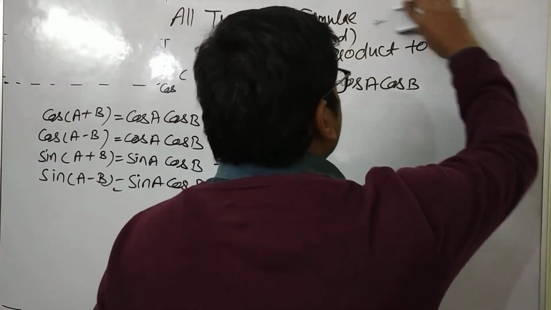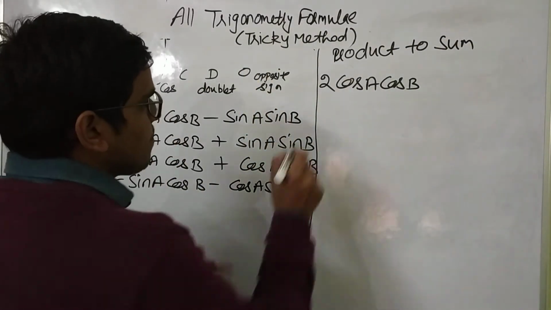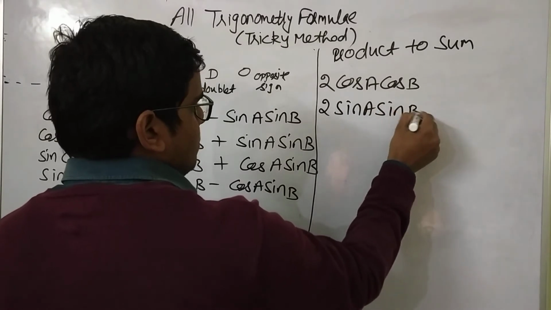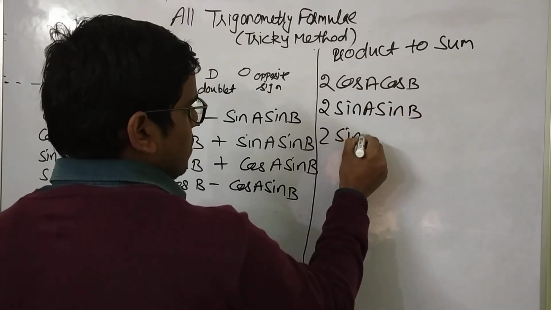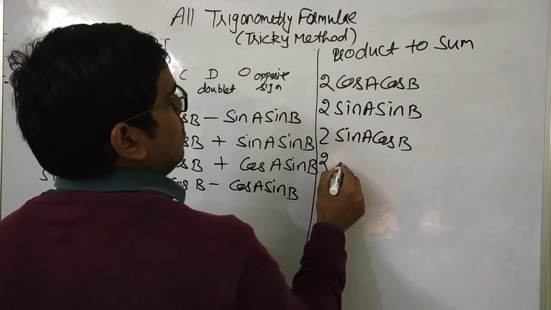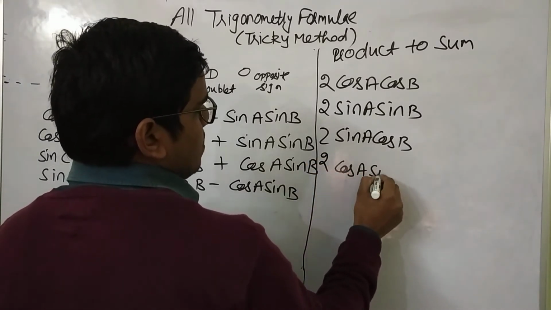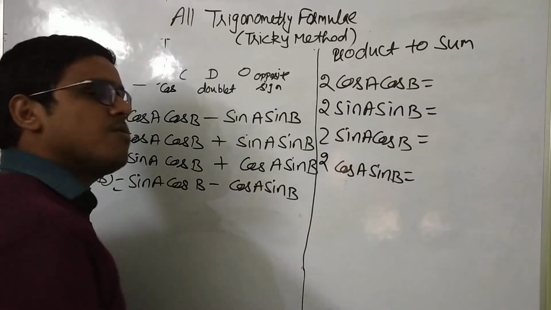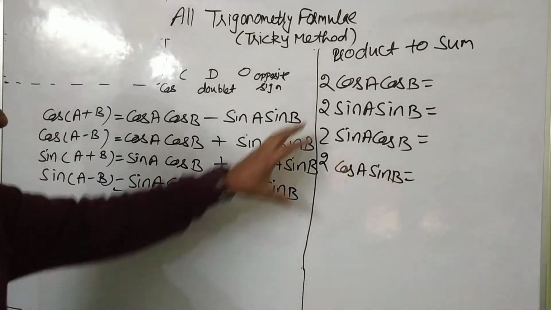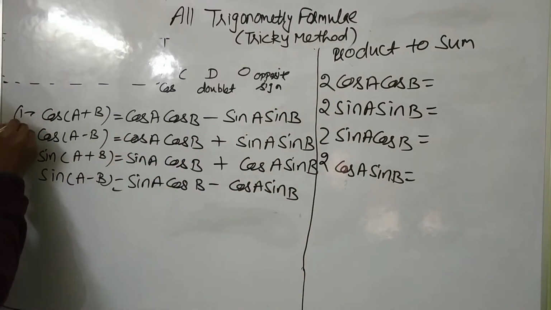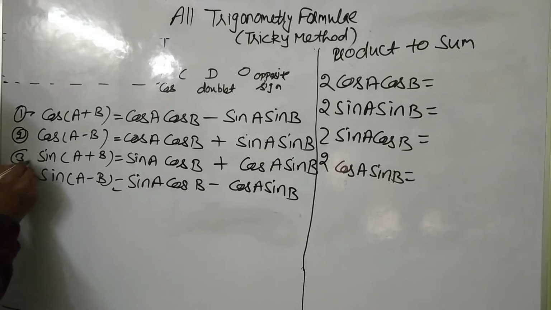So the next one is 2 cos A cos B, 2 sin A sin B, 2 sin A cos B, and the next one is 2 cos A sin B. Again, these four formulas will play an important role for these four. You can see I am writing down equations 1, 2, 3, 4.